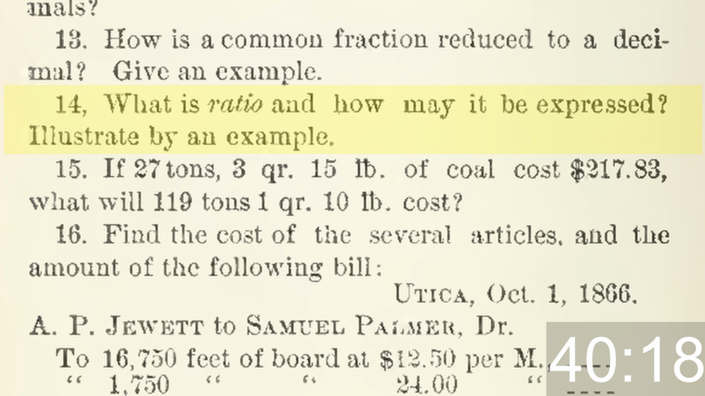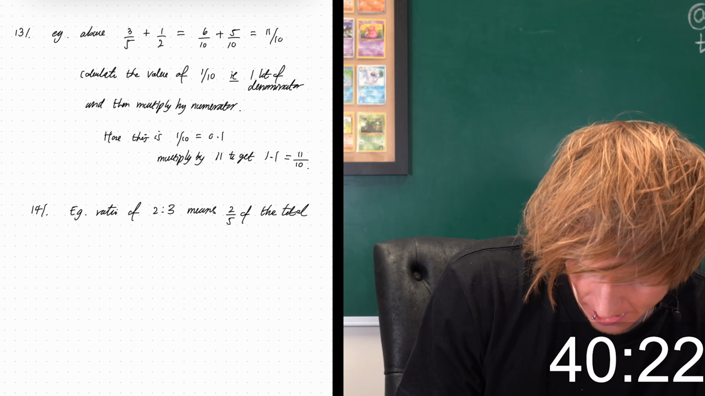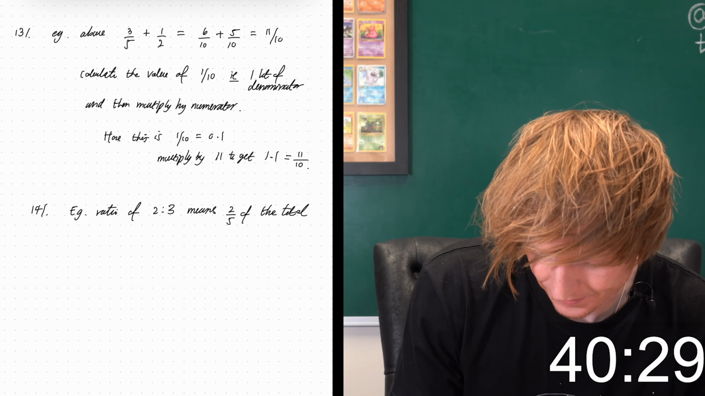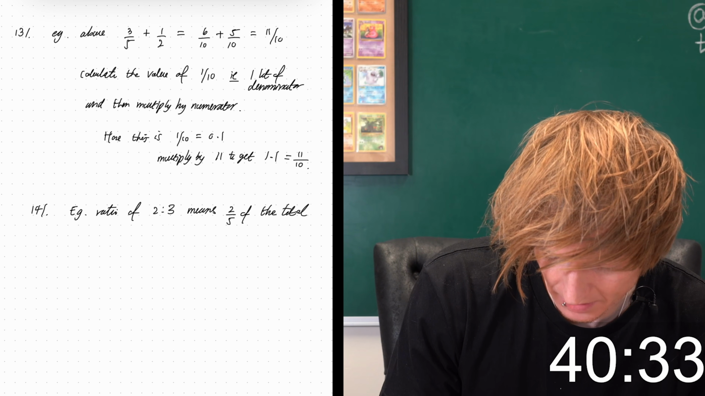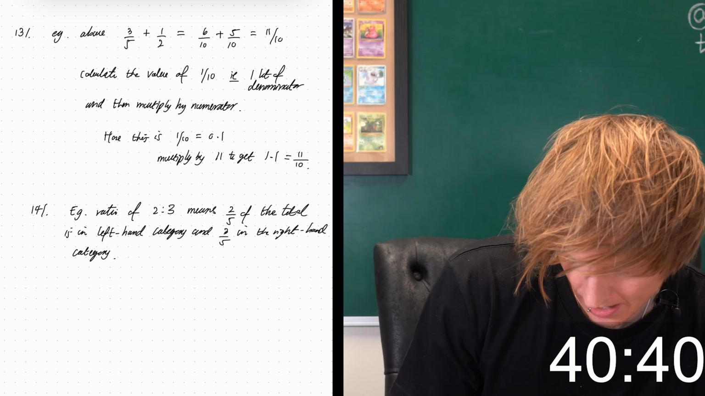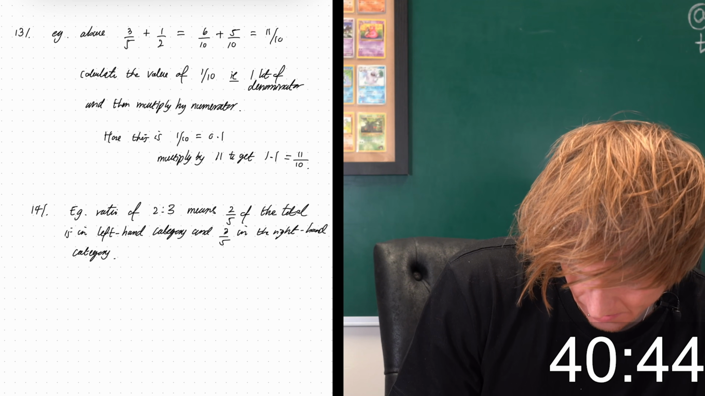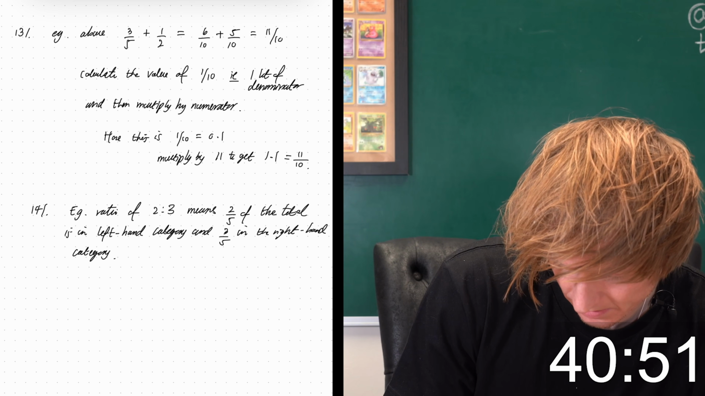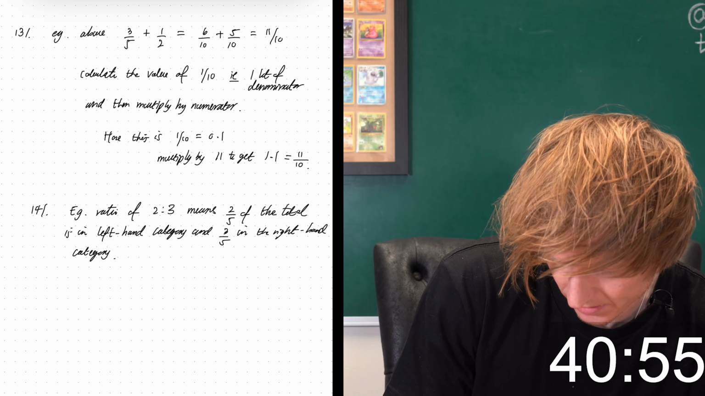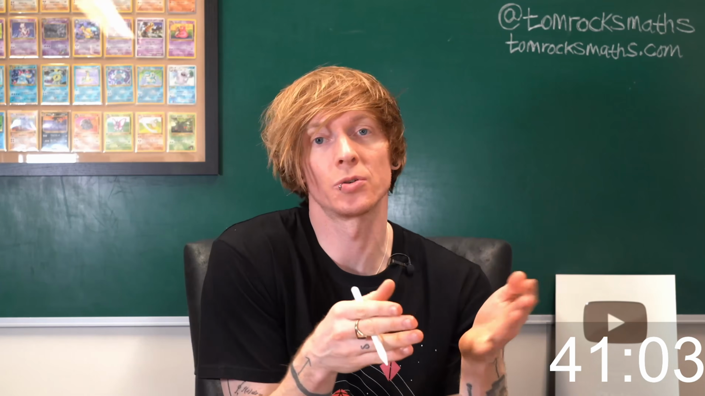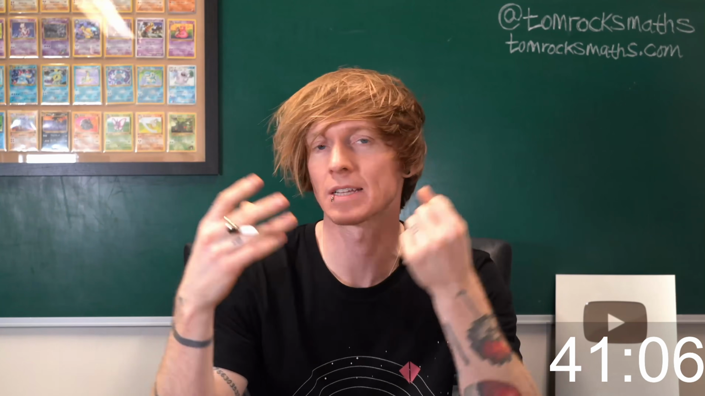Illustrate by an example. All right, so example, e.g. a ratio of 2 to 3 means, what does it mean? It means 2/5 of the total is in, let's say, the left-hand category, and 3/5 in the right-hand category. So here I've supposed that 2 is in the left bit, 3 is in the right bit. The ratio between the left and the right is 2 to 3. So it means that 2/5 is in the left and 3/5 is in the right.